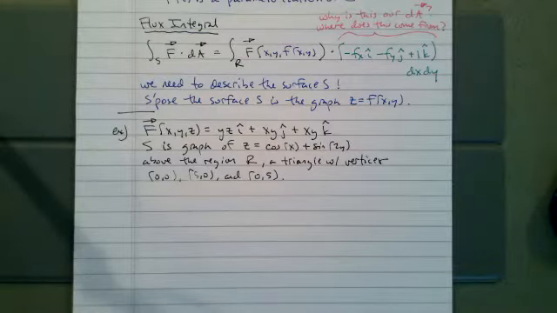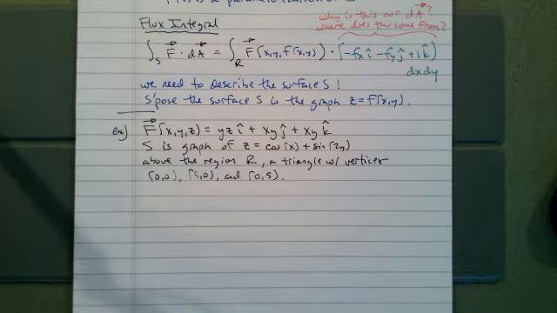Let's take a look at an example of a flux integral. So we've got this vector field, and we care about how this vector field is flowing through the following surface. The surface in question is going to be the graph of z equals cosine x plus sine of 2y above the region R. So I want to limit my region.